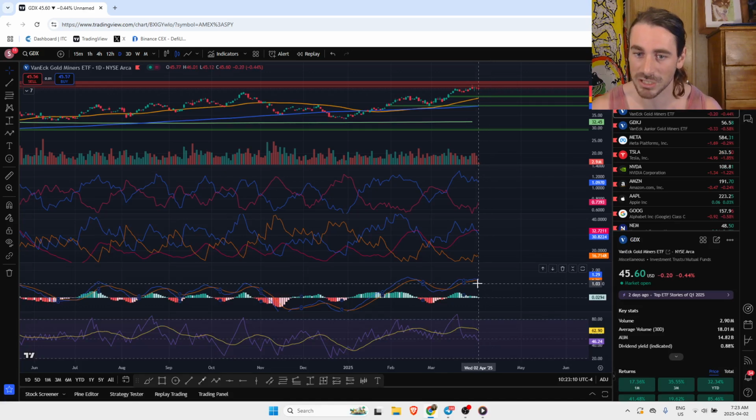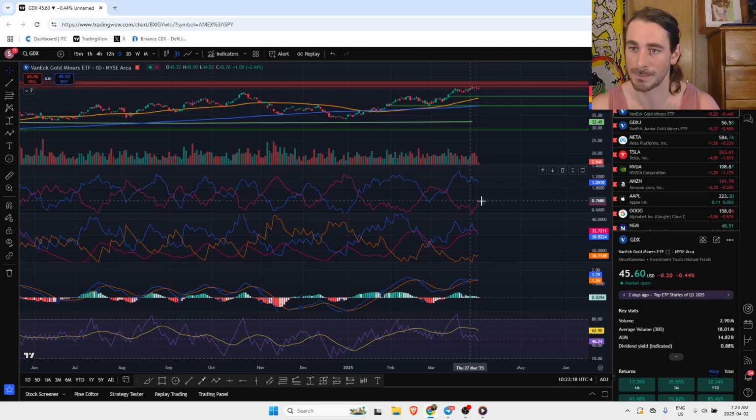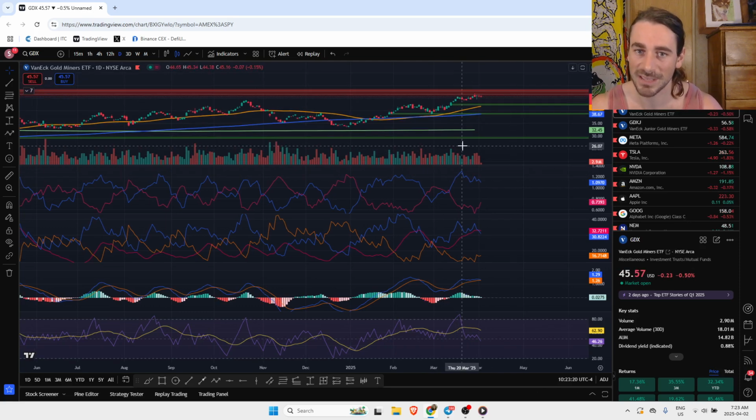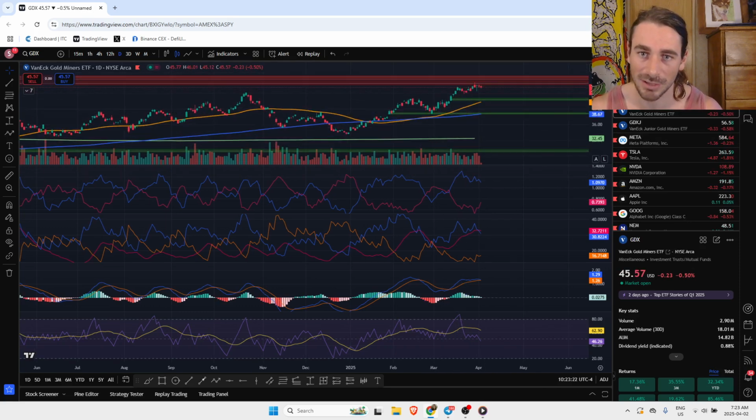We're looking like a bearish cross of the MACD. RSI is stuck down here with room to go down, and that negative vortex indicator line is heading up towards the positive line, signaling that the trend in the near term might be slowing down. So we'll see what happens with the gold miners.